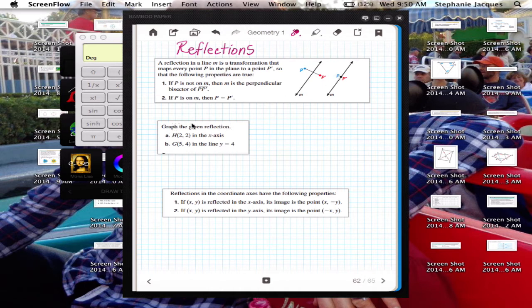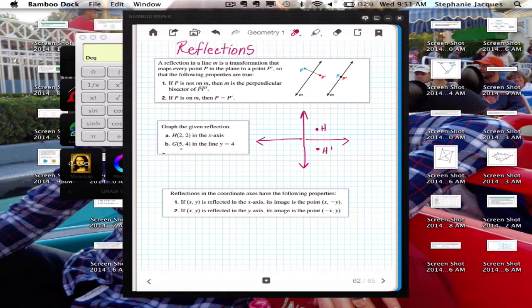Okay, so let's do a little work with this. Graph the given reflection. So I'm going to do a little coordinate grid. So I have my x and y axis. It says to graph the given reflection h(2, 2) in the x-axis. So first I'm going to graph the (2, 2), so I go over 2, up 2, and I have h here. And they say to do it about the x-axis. So I have this reflection line here. So that means instead of going over 2, up 2, I'm going to go over 2, down 2 to map that point. And that'll be my h prime.